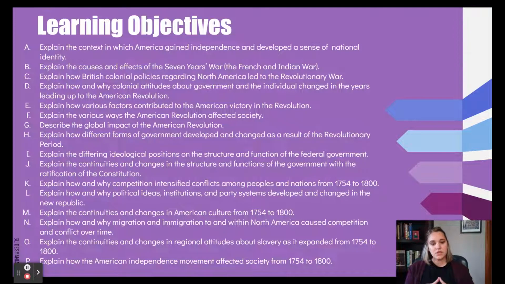And then finally, this is a really good strategy for reviewing for your test. It's to look at the learning objectives. The College Board tells you what they want you to know. They want you to explain the causes and effects of the 7 Years' War. So write those out. Create a T-chart, causes, effects. Go through each of these. And if you feel like you can't answer it, go back to one of my videos and it will describe to you exactly what you need to know related to these key concepts.